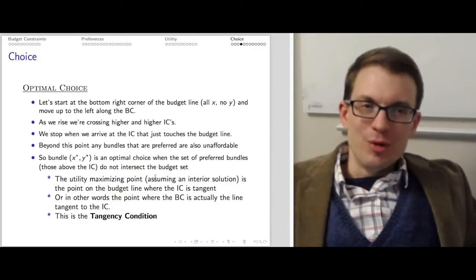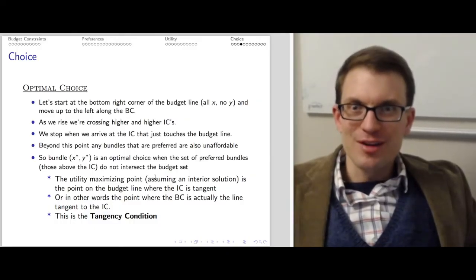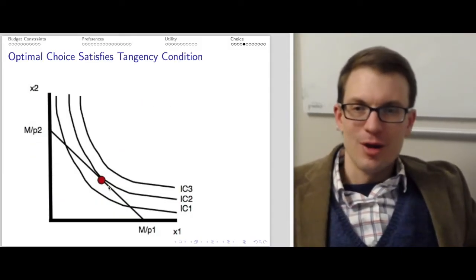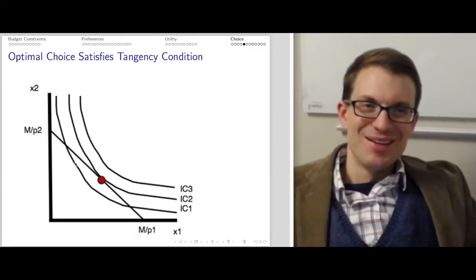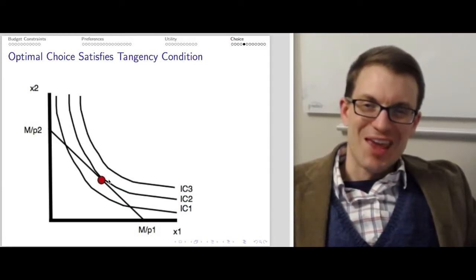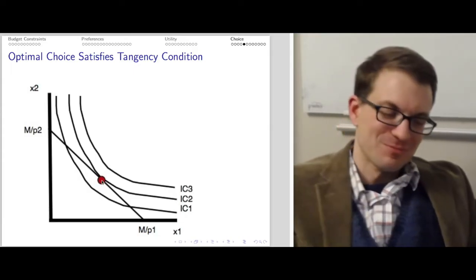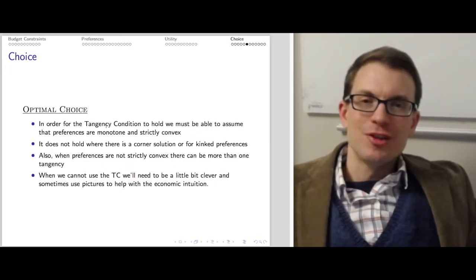What do we care about here? What we care about is that we found the optimal bundle when the slope of the budget constraint is equal to the MRS, the slope of the indifference curve. So here's the picture, right? When the budget line is the tangent line for the curve, then we found the optimal bundle. That's why we call this a tangency condition.